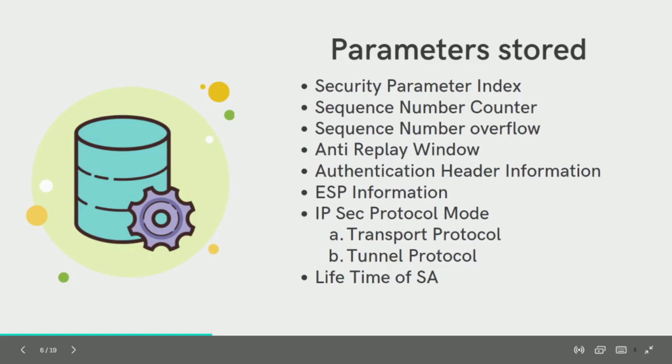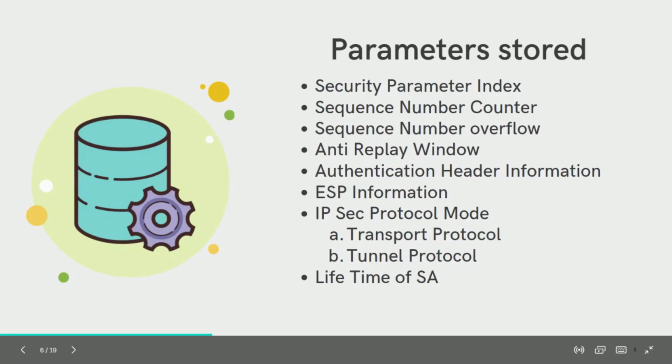And then comes the anti-replay window. The anti-replay window helps to understand if there is repeating data that is coming from the sender. Then comes the authentication header information. The authentication header is actually a protocol like ESP, which will be discussed in the other module. And then comes the ESP information. ESP information is the information that is associated with the ESP.